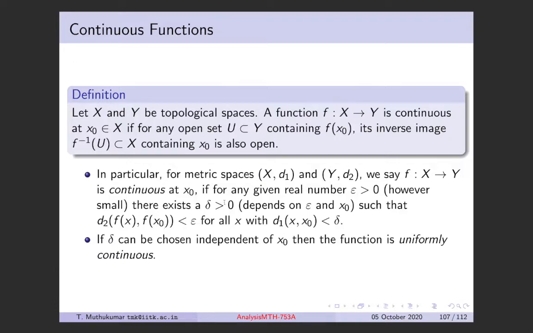Now for any given epsilon you get a delta such that for all points in the delta neighborhood around x naught, all the image points are in the epsilon neighborhood of f of x naught. Here this delta depends on epsilon and x naught. You are looking at the continuity at x naught and you are fixing an epsilon, so the choice of delta can depend on both epsilon and x naught. If you can choose a delta which is independent of x naught, that is, for every choice of an element in X the same delta works, then you say that the function is uniformly continuous.